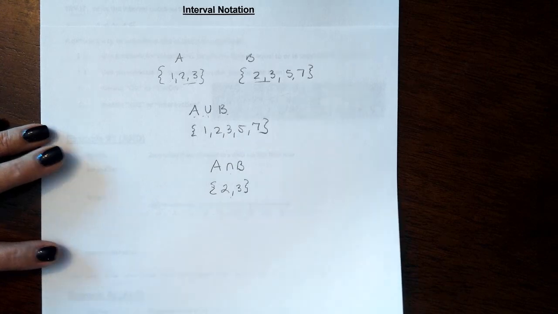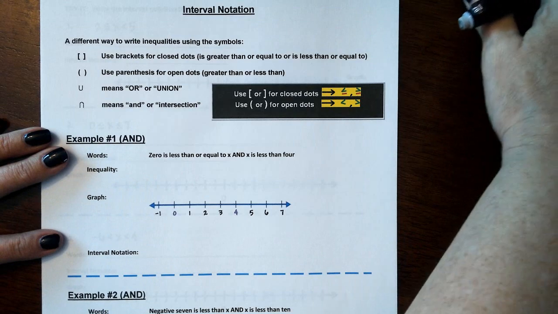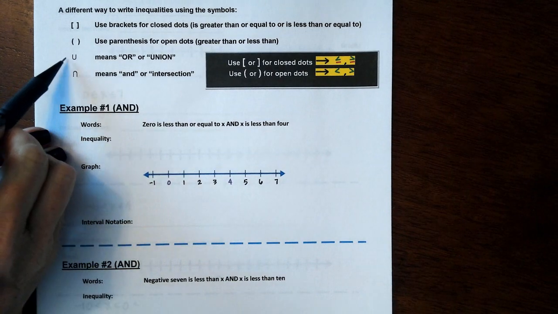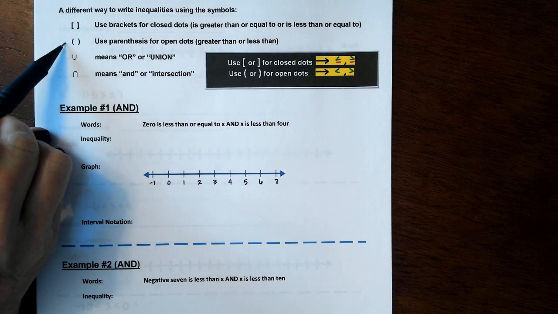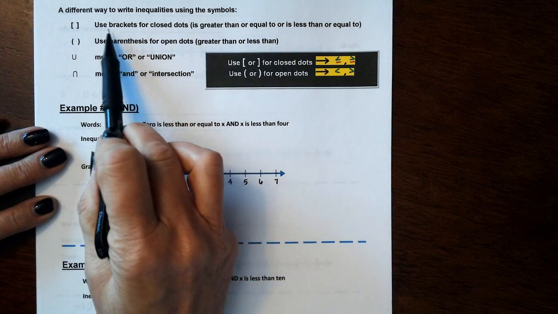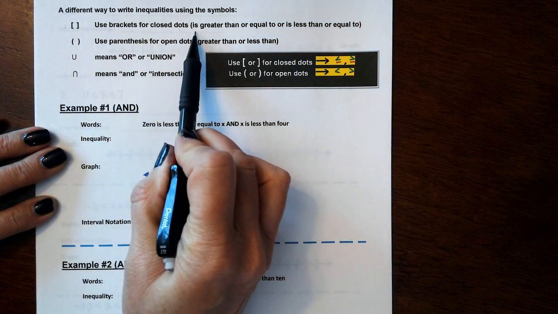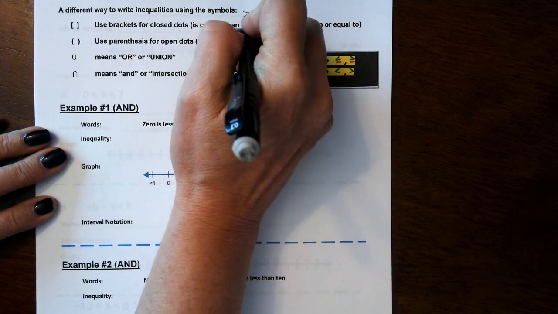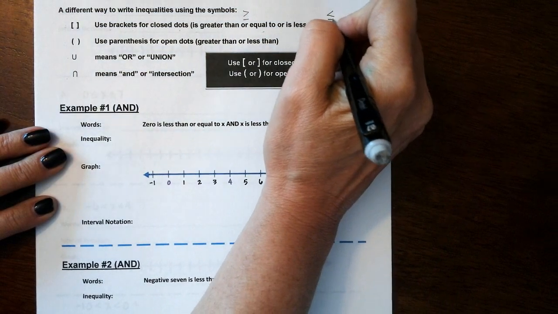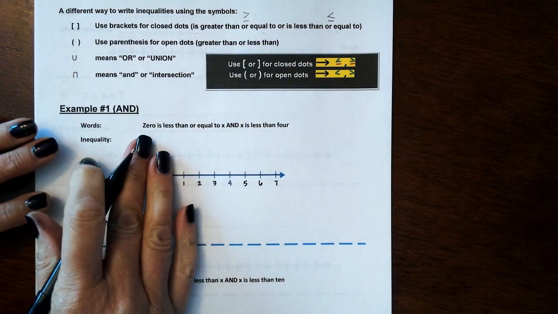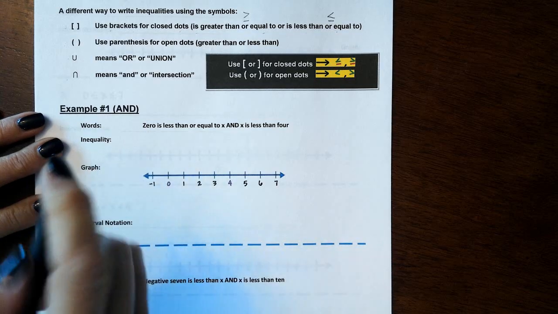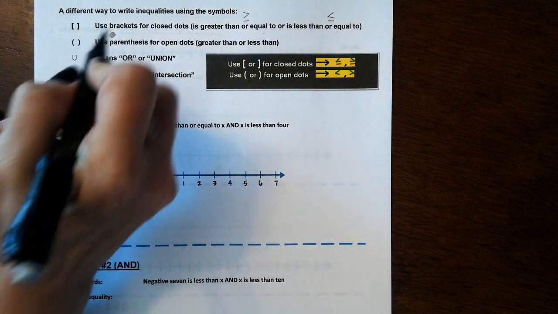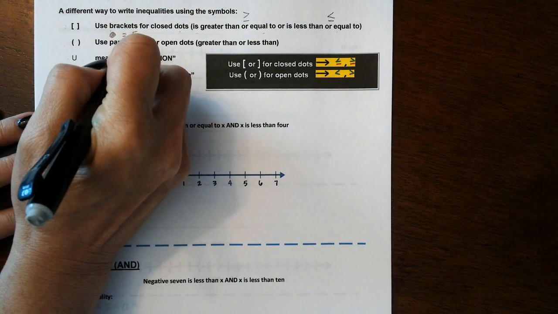Okay, so with that being said, let's take a look at the first portion. Besides our union and intersection, we have these new symbols right here. And it says use brackets for closed dots. In other words, is greater than or equal to, or is less than or equal to, right? So if you had greater than or equal to, and then less than or equal to, those are closed dots, okay? But now when we do interval notation, we're actually going to change that a little bit. And a closed dot is now equal to a bracket.